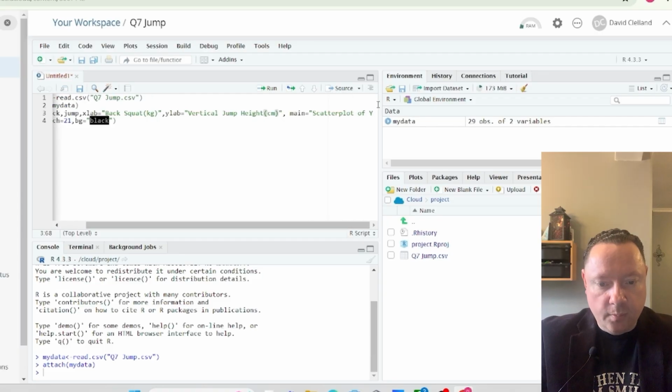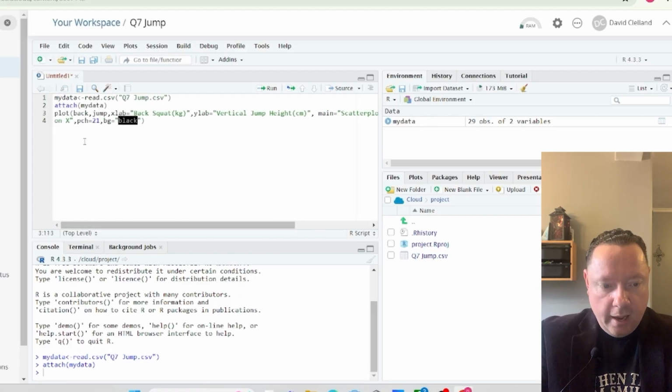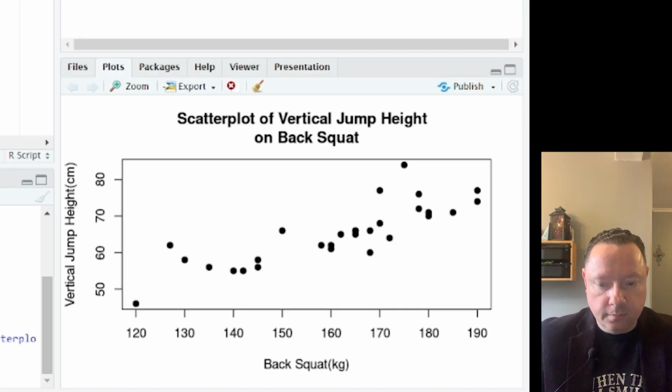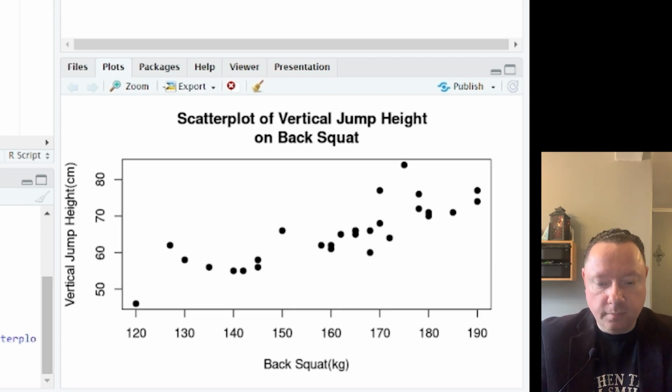main equals scatter plot of y, which is vertical jump height, on x, which is back squat. And Control Enter. And there we go, vertical jump height in centimeters, back squat in kilograms. Excellent there. Next part of the question.